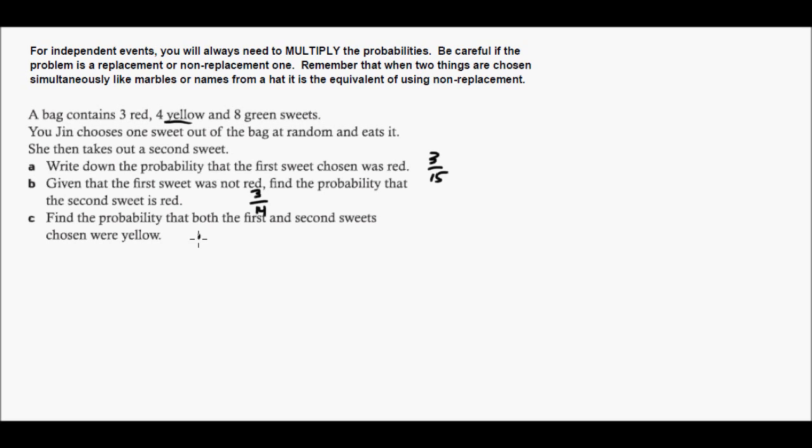So when she grabs the first one, the chance is 4 out of 15. And then you need to multiply it by... What am I, in 2nd grade? It's not 15, it's 14. Okay, so that would be, find the probability that first and second sweet chosen were yellow. Yeah, so it would be 12, and then this would be 210.